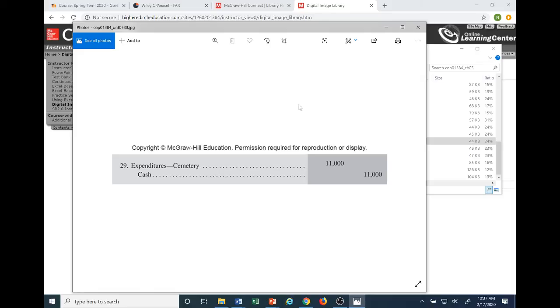So once again, like I said, we spent this money, right? It was expended for cemetery maintenance. So we incurred an expenditure for the cemetery, remember, because it's by function. Remember, the character by function, and then the cash is leaving because we're depleting the cash. We've spent that money.